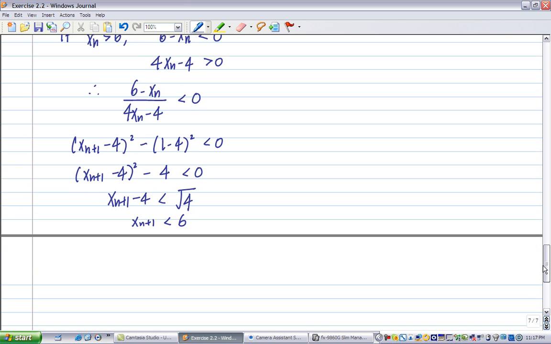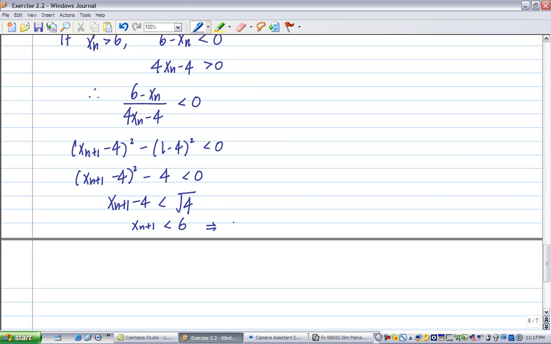What is 6? 6 is the value of L, right? Implies that xn plus 1 is less than L. Done.